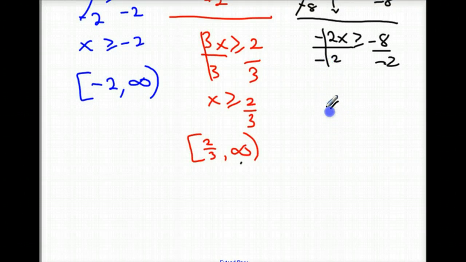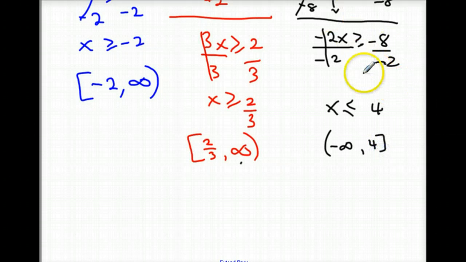My negative 2 cancels. And remember, with inequalities, a little special. With inequalities, what happens when you divide by a negative number? You switch the inequality sign. So this becomes x is less than or equal to positive 4. But I'm not finished. My interval notation would be, yep, negative infinity to positive 4 included. Okay, just pay extra attention here. You know, I changed the sign from here to here.